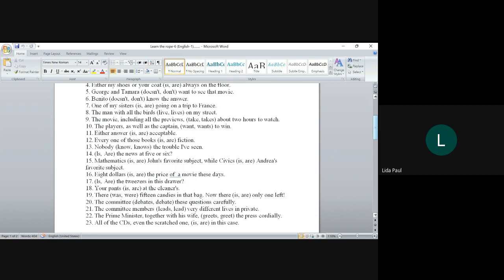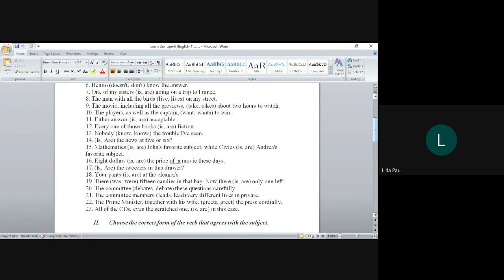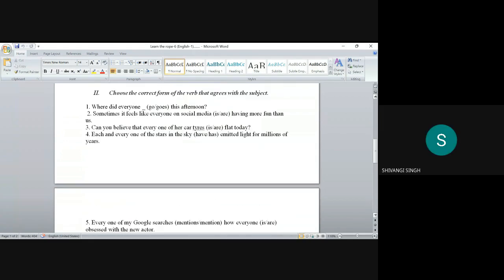Then the next one, all of the CDs, even the scratched ones. The answer is R in this case, because you're talking of all of the CDs, right? All of the CDs are, in this case.